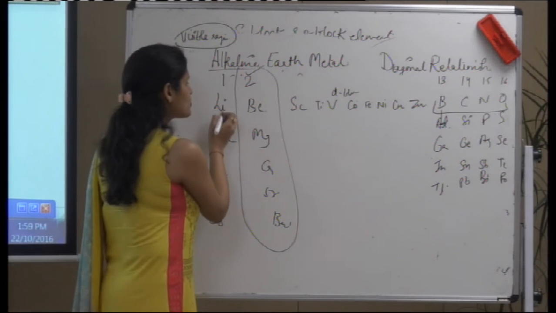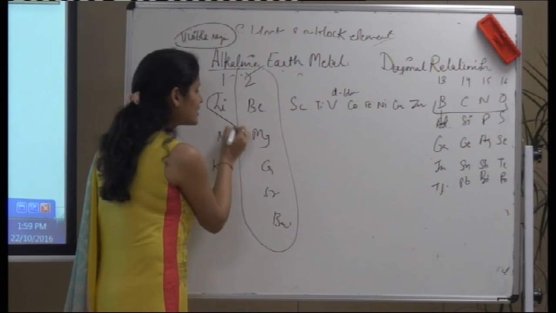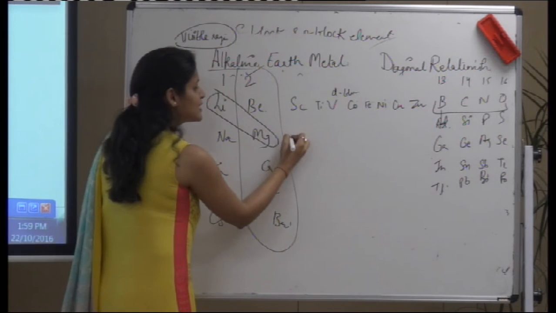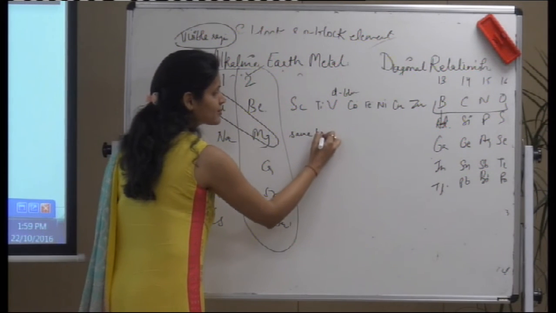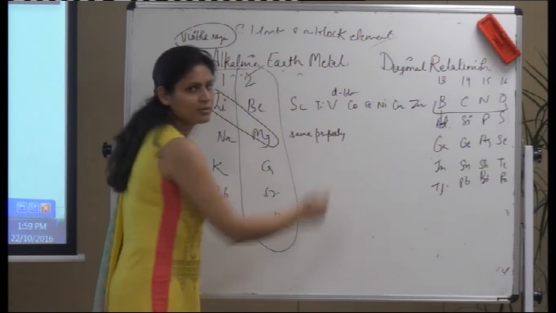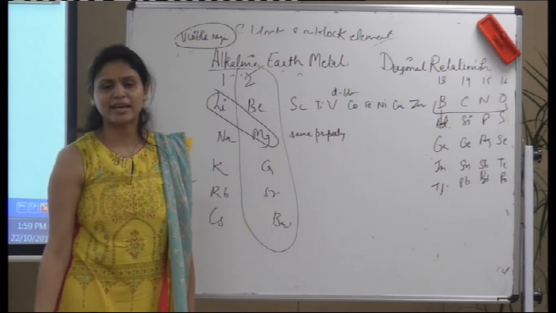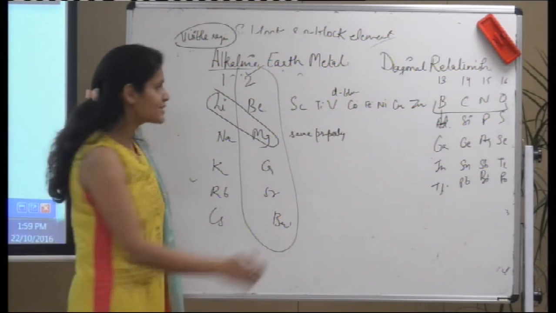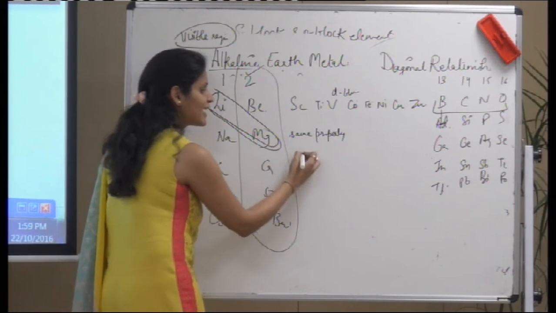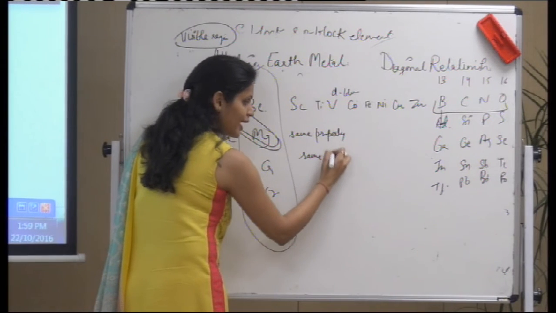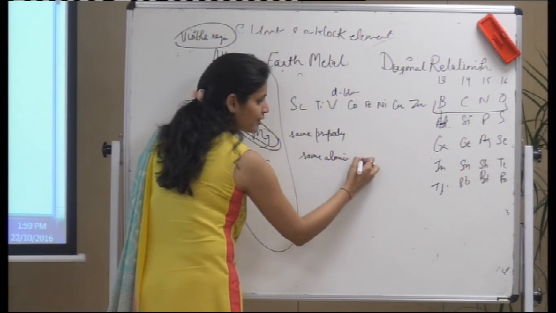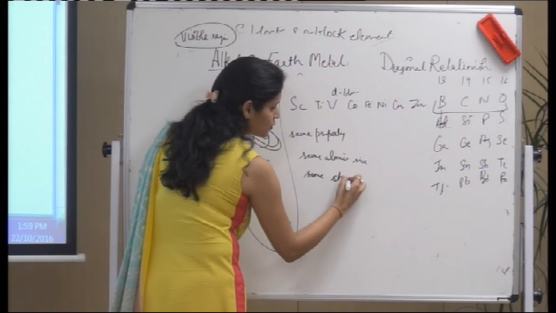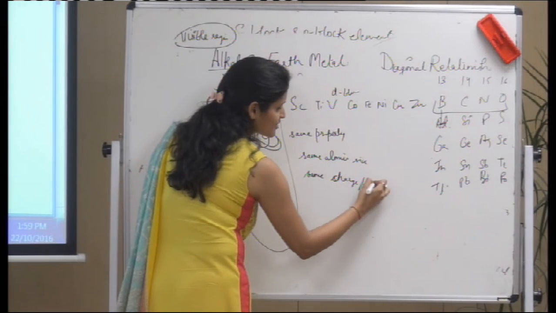Diagonal relationship is when lithium and magnesium, lying on the diagonal, have the same properties. Why do they have the same property? How does it matter if they lie on the diagonal or not? Because when they lie on the diagonal, they have the same atomic size and almost the same charge to radius ratio.